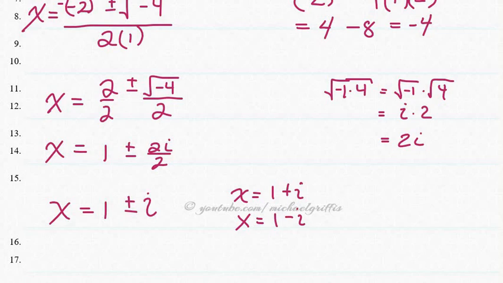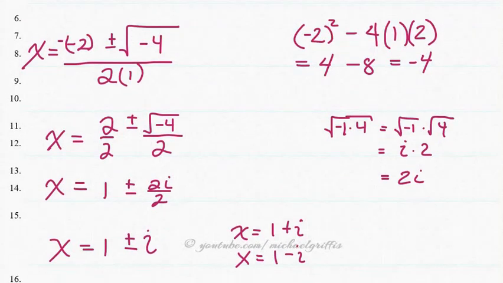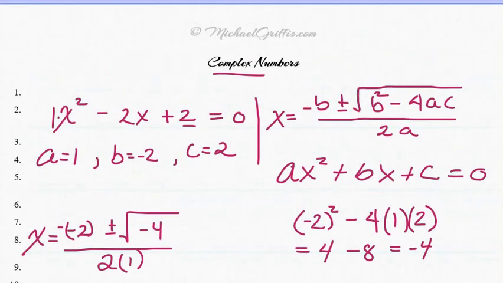You can always check your work, even though it's a complex number. It's not a real number, but it's still a solution, and you can plug that in. Plug 1 plus i in for x, and this whole side over here should reduce down to 0. Plug in 1 minus i, and the whole thing should reduce to 0.